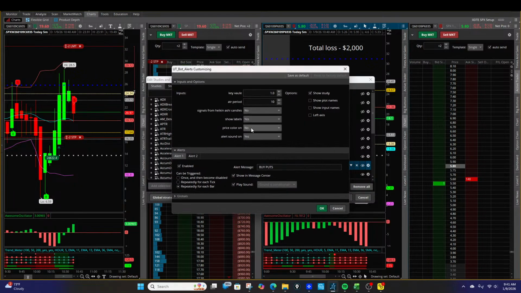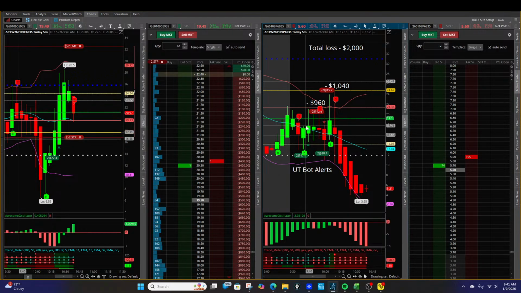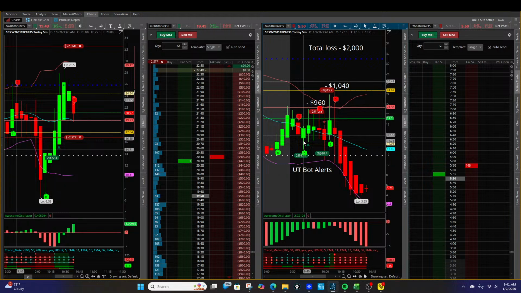and I'm always tweaking these alerts just to see what's the best one. Price color on, I'm going to say yes. Watch what happens. That candle is green. So if I would have traded there, probably would have met my goal.